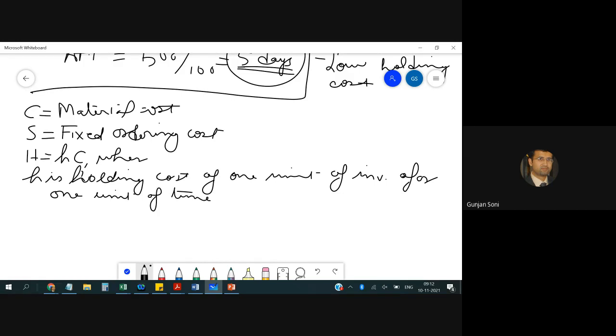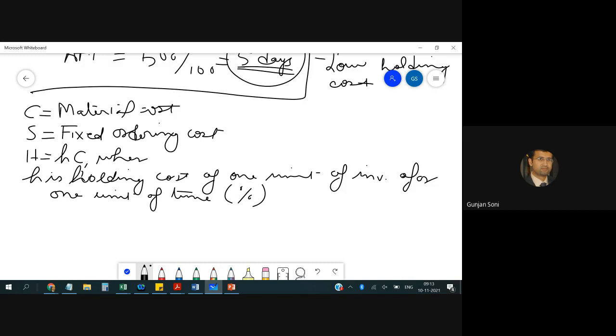It's like if I'm keeping a mobile phone in my shop, then what is the cost of keeping the mobile phone for 1 month in my shop? So that is your holding cost for one unit for one unit of time. Okay, and it is expressed in some percentage of the material cost. So if the material cost is, let's say, 20,000 rupees and the holding cost is 2%, so accordingly your total holding cost will be calculated.